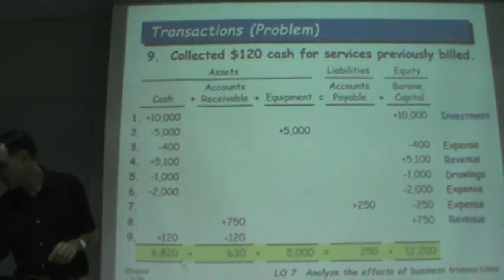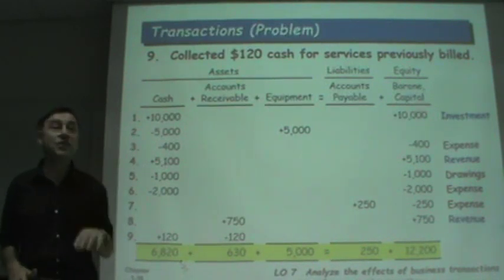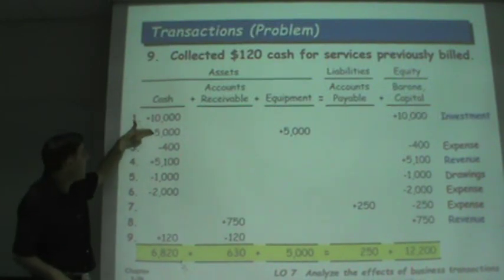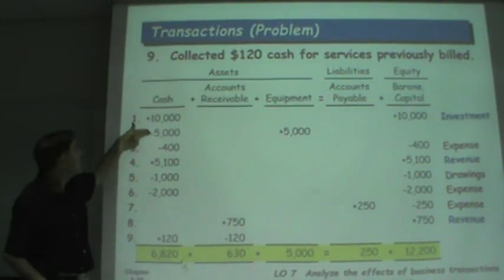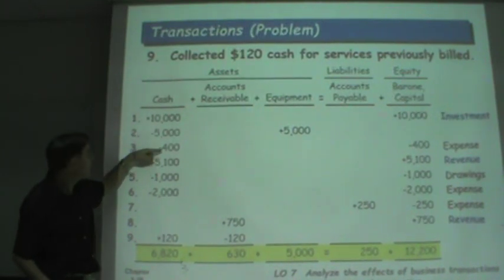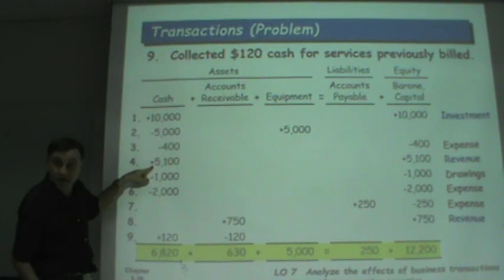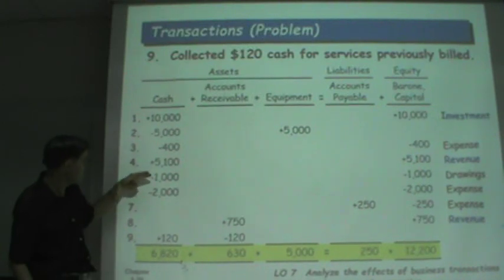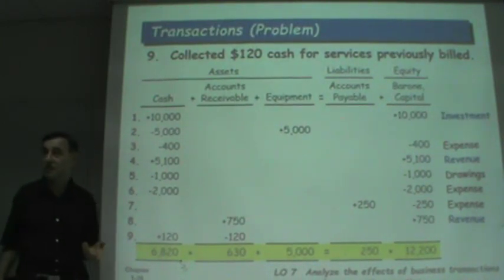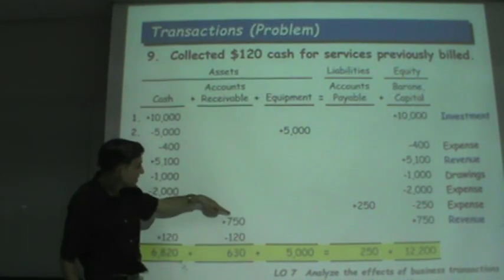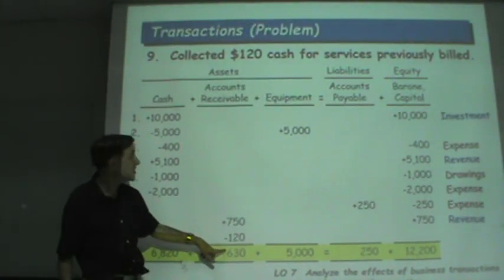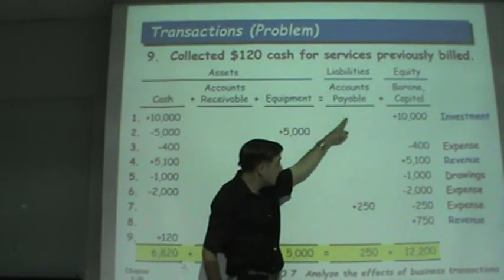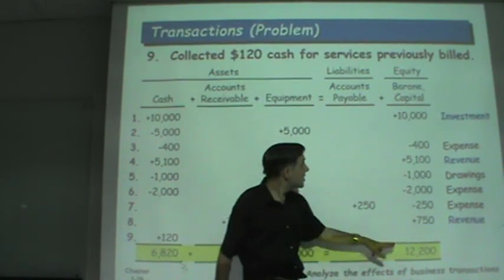Let's see what they write here. They don't write anything. They just now provide totals. And the total is 10,000 minus 5 is 5,000. Okay? Minus 4 is 4,600. Plus 5,1 is 9,700. Okay? Plus minus this, 6,820. Okay? This one is easy. 750 minus 120, 630. Okay? 5,000 becomes 5,000. This one is 250 becomes 250. And this one you add up the numbers.